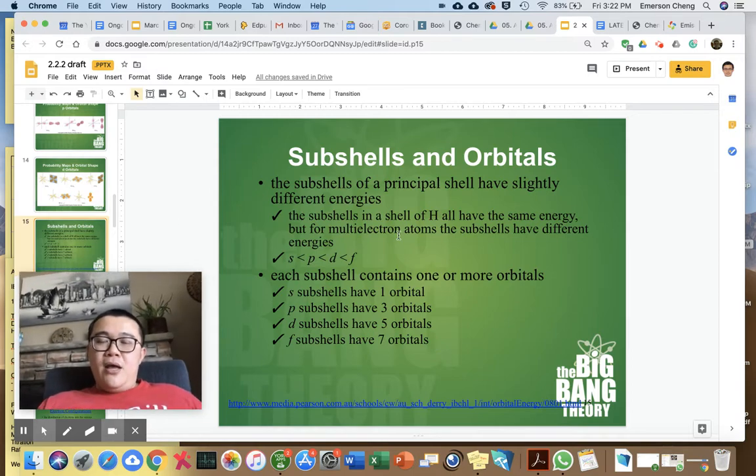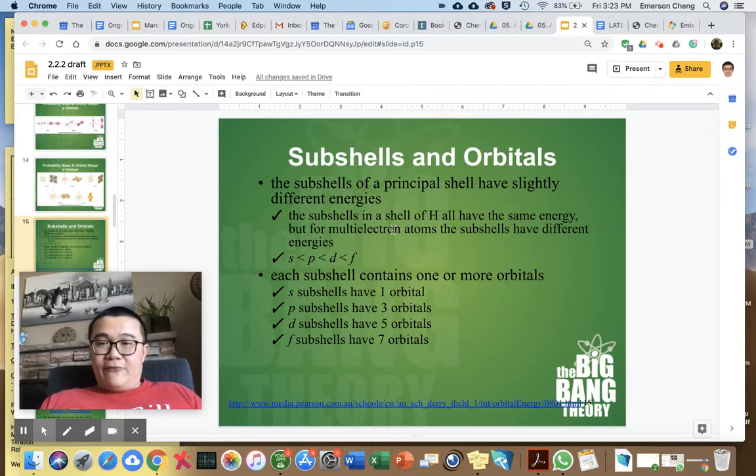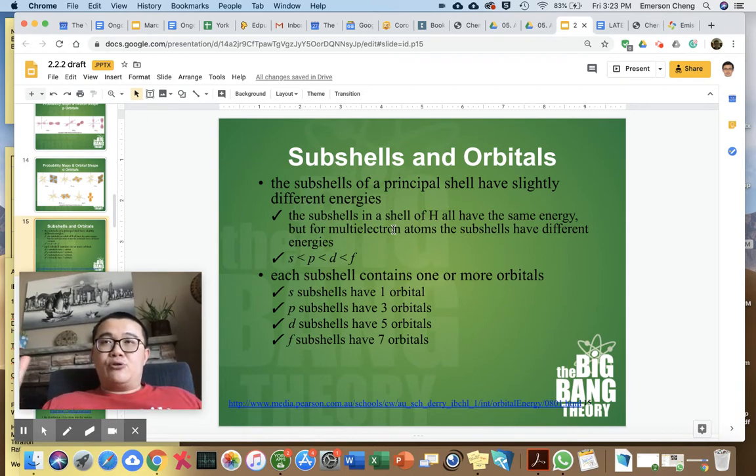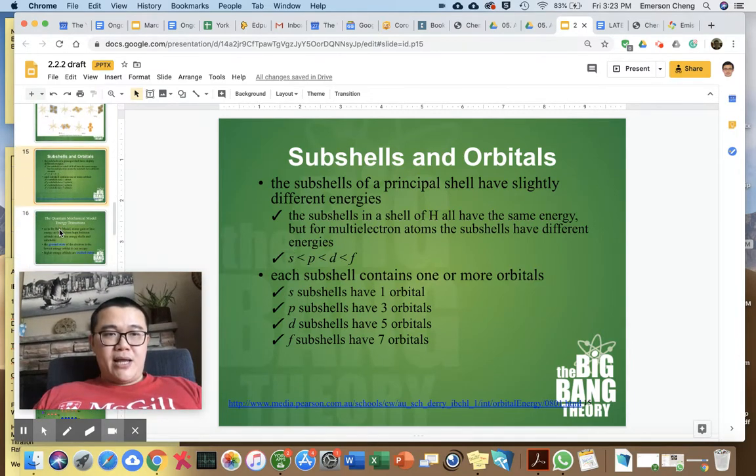So the subshells of a principal shell have slightly different energy. The subshells of a shell of hydrogen have the same energy, but for multi-electron atoms, the subshells have different energy. That is one of the reasons why the Bohr model didn't work. It didn't work for anything beyond hydrogen, simply because it was not able to talk about the electron-electron interaction. So I briefly talked about it just now.